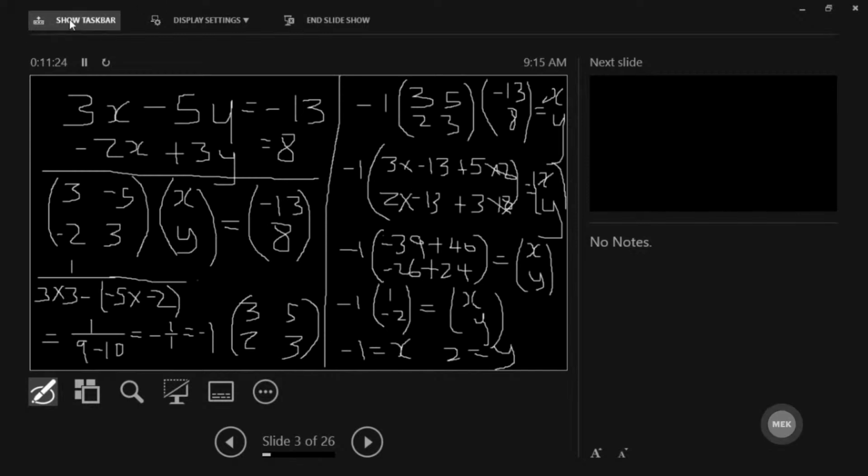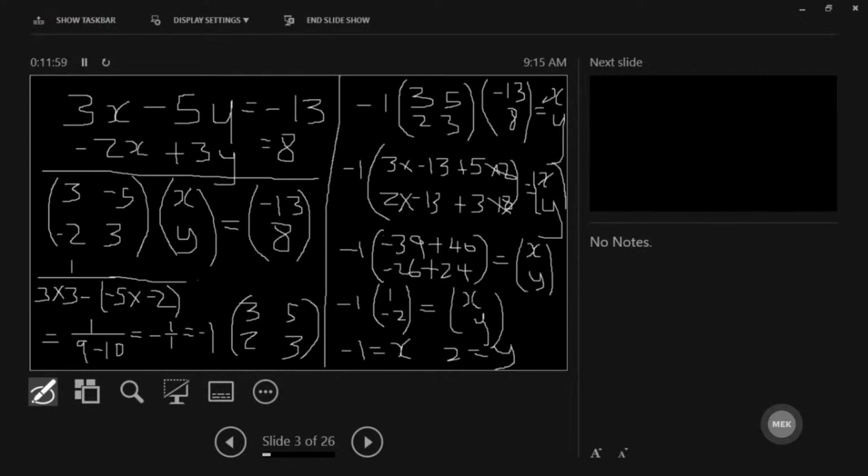All right, so let me get some feedback on this. Any questions? We're going to work a few more examples. So the first thing you do is to rewrite the simultaneous equations in matrix form.